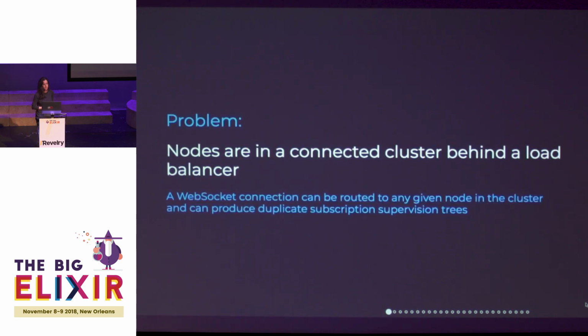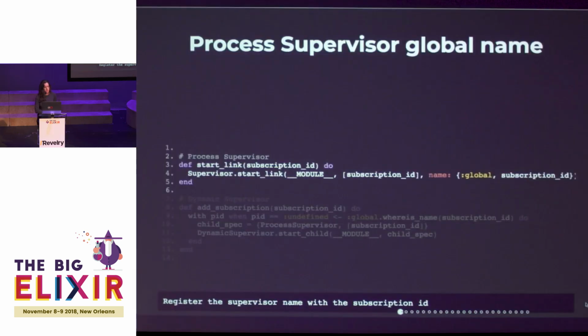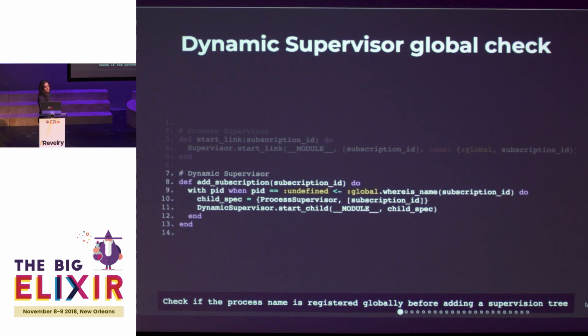So our nodes are in a connected cluster that sit behind a load balancer. And that second connection that comes in spins up a duplicate process because the way that we registered our subscription names was locally. That second node doesn't know anything about the subscription at all. So that's also easy to solve. We can just register them globally instead. And by doing that, all we need to do is provide that global atom that just registers the subscription ID globally across nodes. And then in our dynamic supervisor again, we just use the Erlang function, :global.whereis_name, with a subscription ID to see if it's been globally registered.